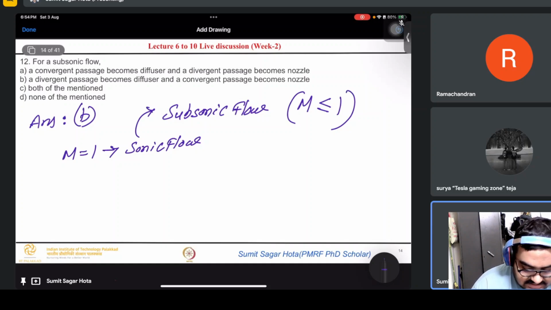That's the reason in most cases they mention M less than or equal to 1 in place of M less than 1. In this question, because it's a simple question, they directly mentioned less than 1, but if they want to complicate it they can write less than or equal to, so that you get confused. Or you may choose option C, where both are mentioned. So it's a simple question. For M equal to 1, the same subsonic conditions will be applied. That's the idea.